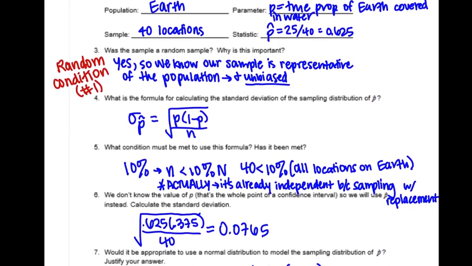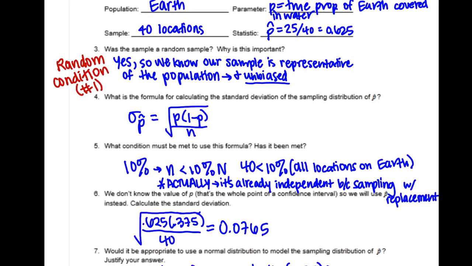Our next condition we had to check was, in order to use this standard deviation formula, we had to make sure we had independent, or 10% condition was met. And so that's right here. I'm going to write 10% condition. This comes from our sampling distributions unit, which is our second rule that we need to check before we do it. And this was actually already independent because we sampled with replacement. Someone could have picked the same location as someone else, and we would have used it twice. So that was actually already independent. But if not, we'll check the 10% rule, remember, which is, n is less than 10% of capital N.